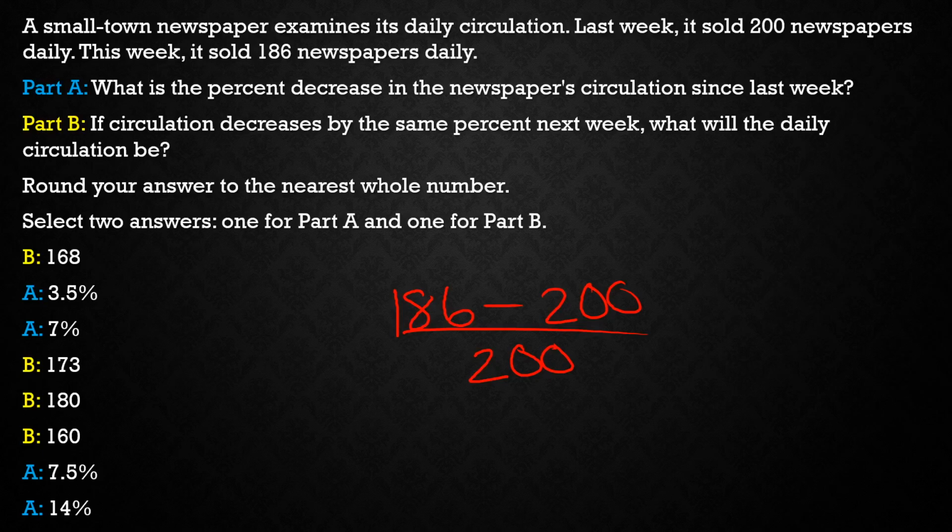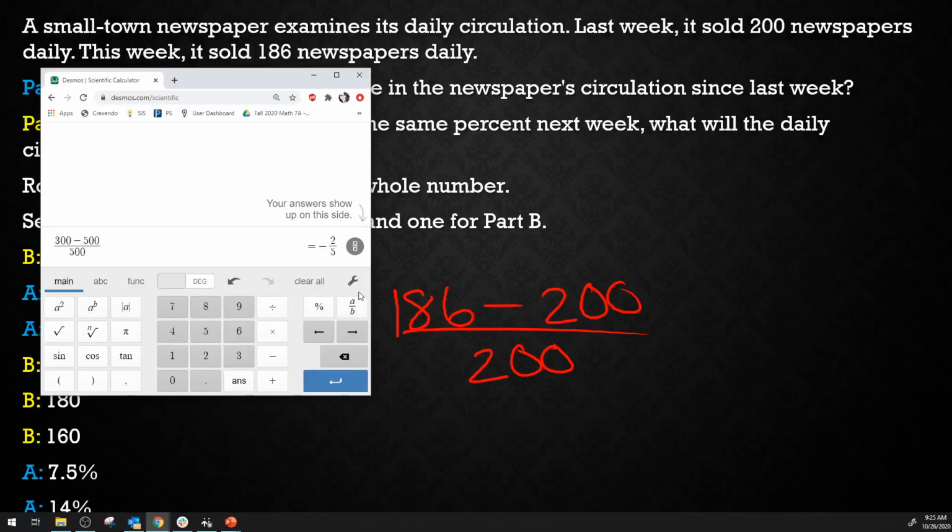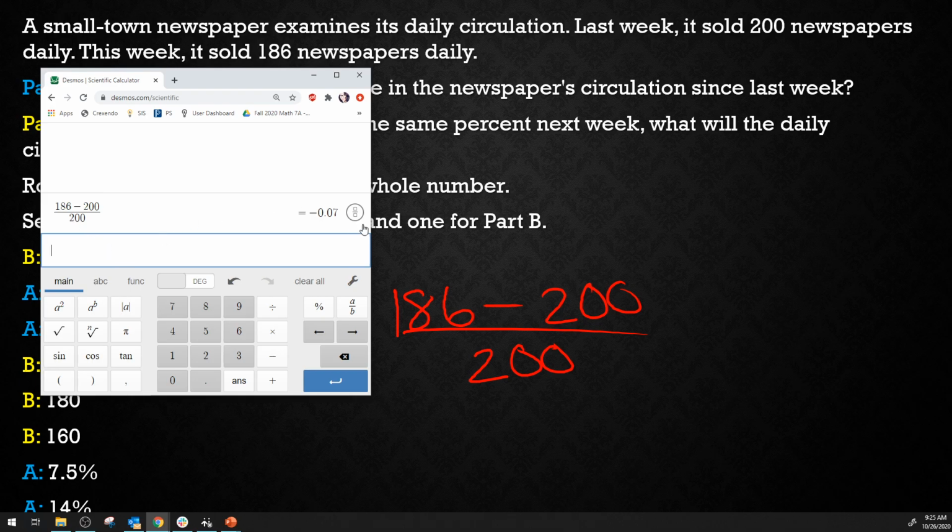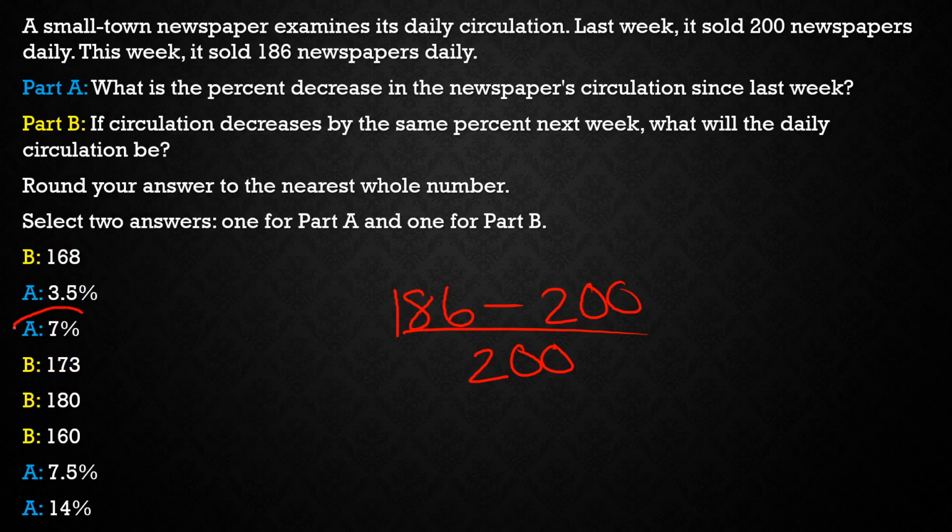I'm going to pull this into my calculator. Hit my fraction button, so 186 minus 200 over 200. And I get this decimal. Okay, this decimal is fine. What you could do when you're using your calculator to solve these is take my decimal, so type in 0.07, and I multiply it by 100, this is going to give me what the percent is. Okay, so once you type in your fraction, multiply it by 100, and that will give you your percent. When I multiply it by 100, I get 7, which means that it was a 7% decrease in sales.